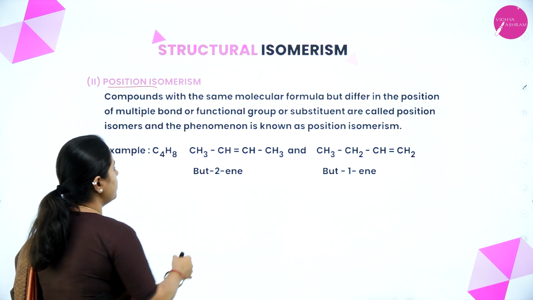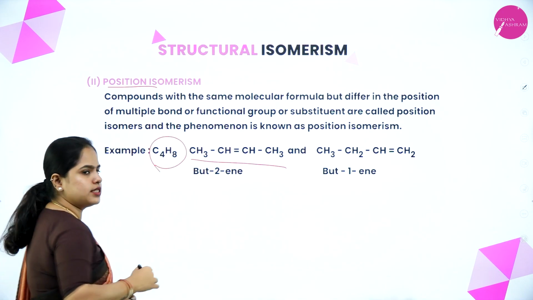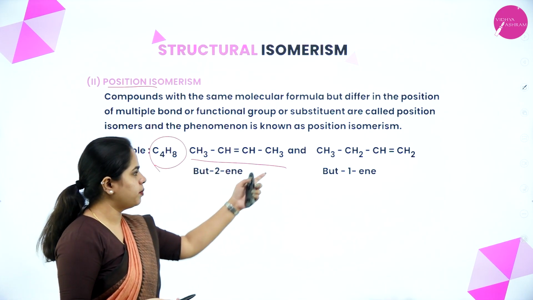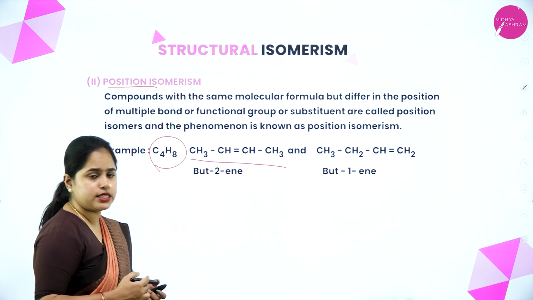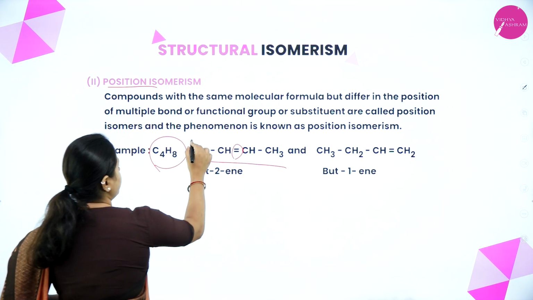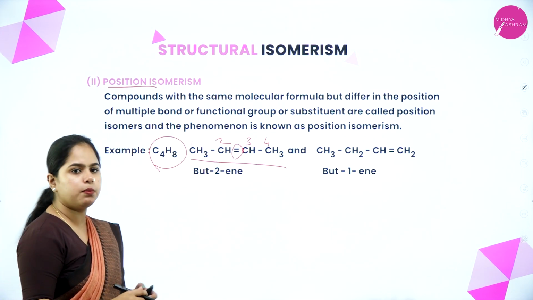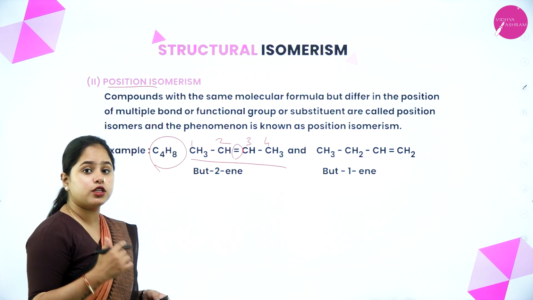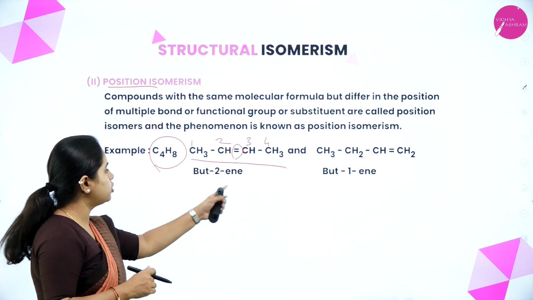Let's take an example. The first compound you can see, it is, yes, the molecular formula is C4H8. There are 4 carbon atoms and the hydrogen atoms is 8. So in the first example, as you can see, it is a double bond present here. So it is an alkene, right? So if I number it 1, 2, 3, 4 on either direction, I can number it because it is symmetric, right? So 1, 2, 3, 4, it is but, and on which carbon atom is it present? Second carbon atom. So but-2-ene.